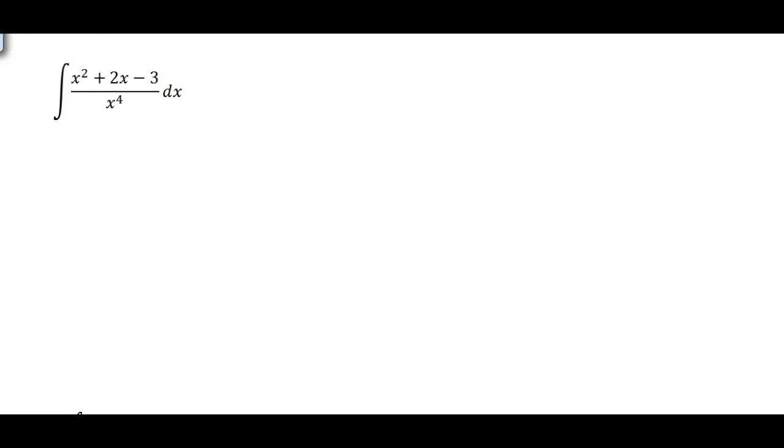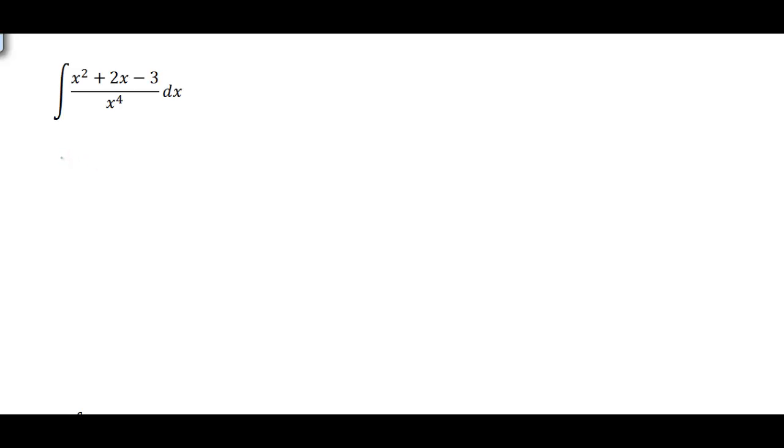All right, this next example, x squared plus 2x minus 3 over x to the 4th. How can we integrate this? Do we have a quotient rule? And remember, that is only true for differentiation. So once again, how can we rewrite this into a form that we can integrate?